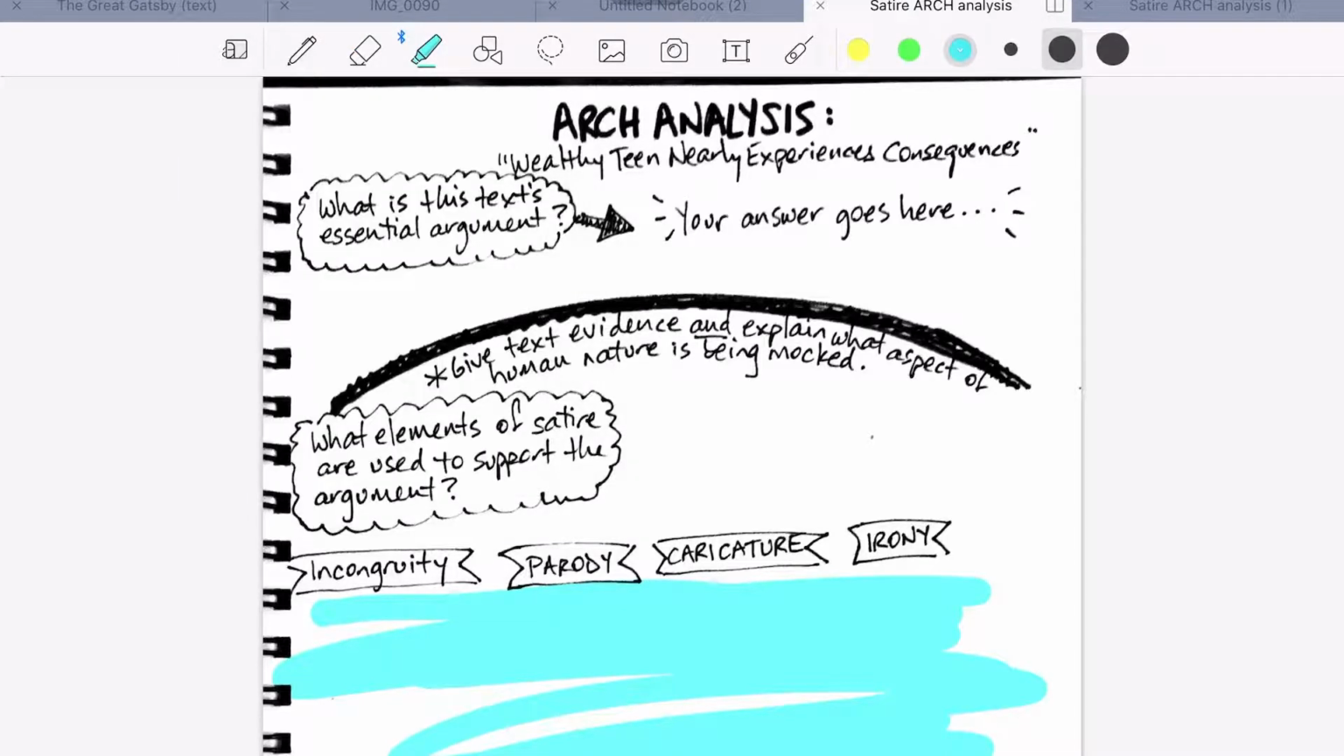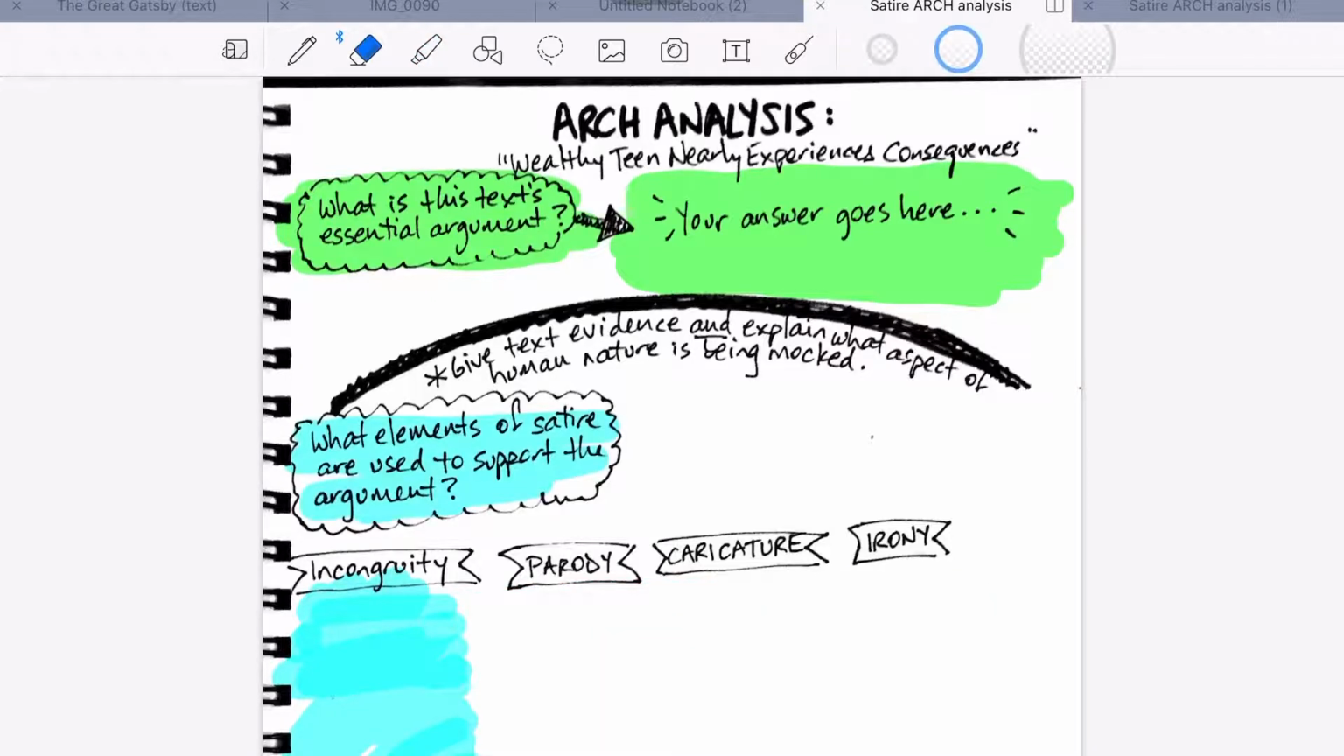And I will put everything up here in green. What is this text's essential argument? So we know satire serves a specific purpose, and that purpose is to suggest change of some sort. After reading the article, you're going to fill in this part. What do you think the author's basic argument is about human nature? What aspect do we need to change and why? And the way you're going to figure that out is by looking at all of the different features underneath.